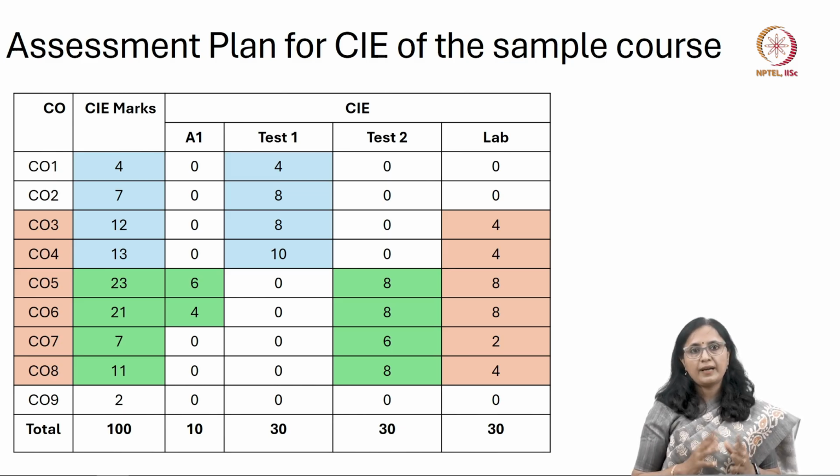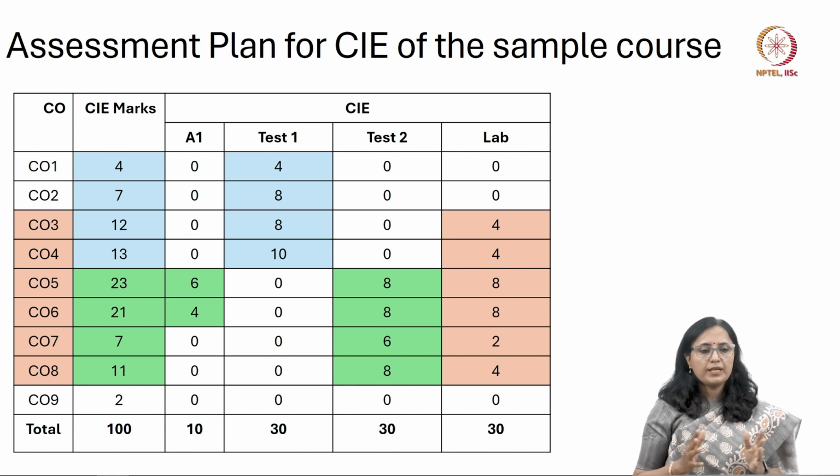Now, you are seeing CO9, and if you can recall the course outcome, that is on the history aspect. You are seeing that it is not getting assessed in any of the CIEs. The understanding is that probably that particular course outcome is coming towards the end of the course discussion, and this CO9 has better chances of getting assessed in the SCE, semester end examination. So, we have kept the 2 marks that we have allocated. Probably this can go in the SCE and we can allocate some more marks to the assessment of CO9.